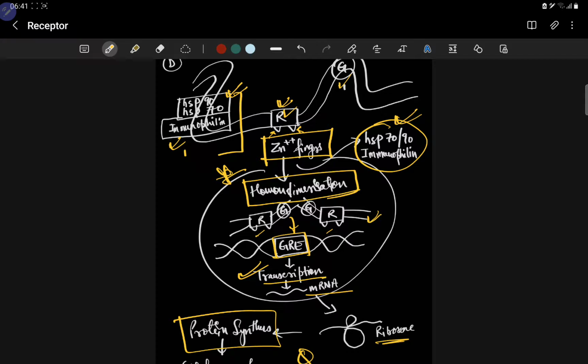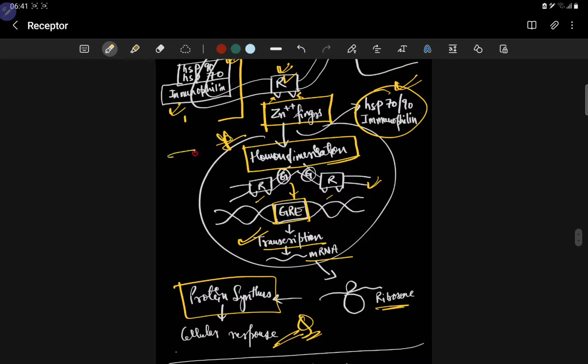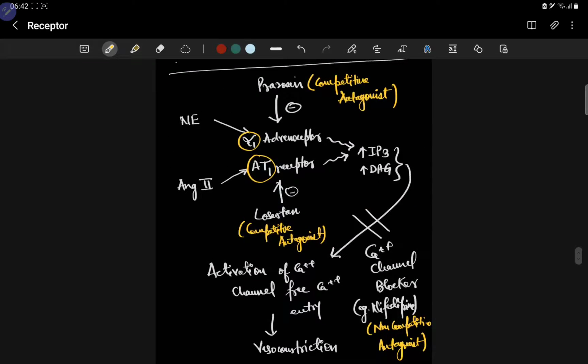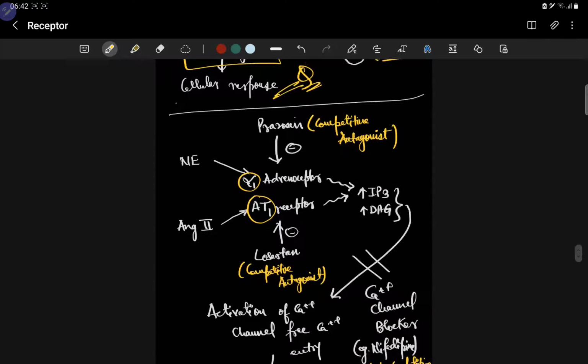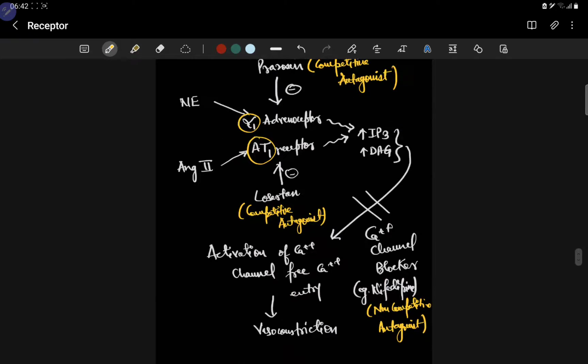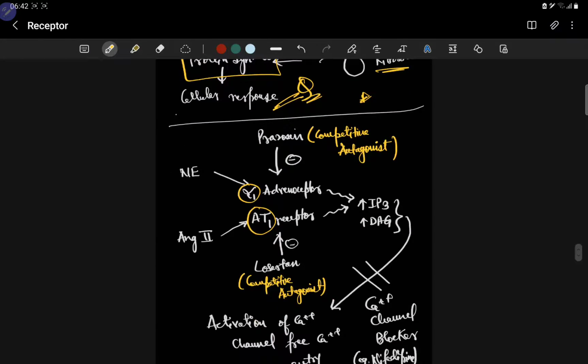It will help in dimerization. Okay, so heat shock proteins, because when these two will be joined, energy will be released, so this heat will be absorbed by this, hence it is known as heat shock protein. Okay, so this is important. Now something about agonist. Okay, something about agonist. This was all about receptors. Okay, now something about agonist.